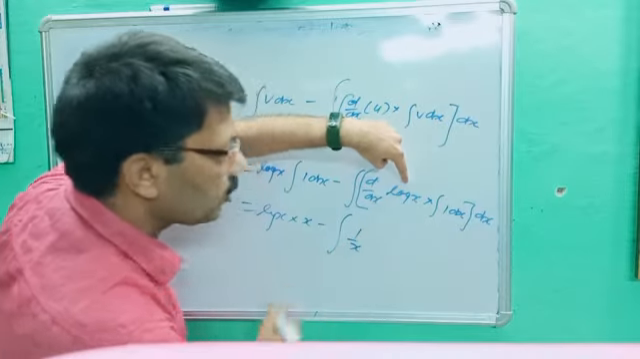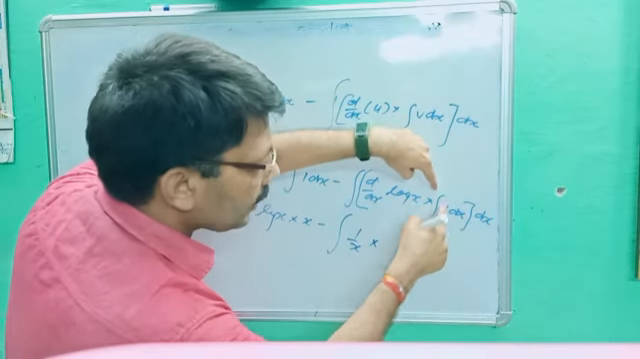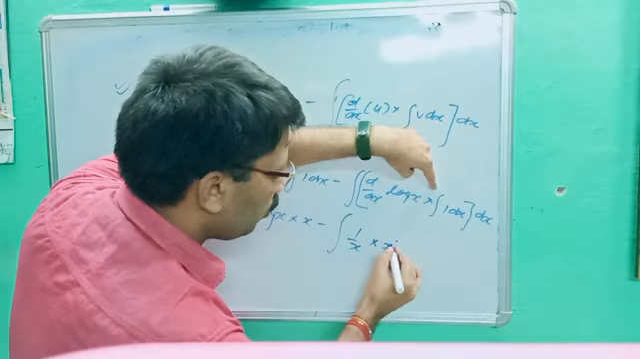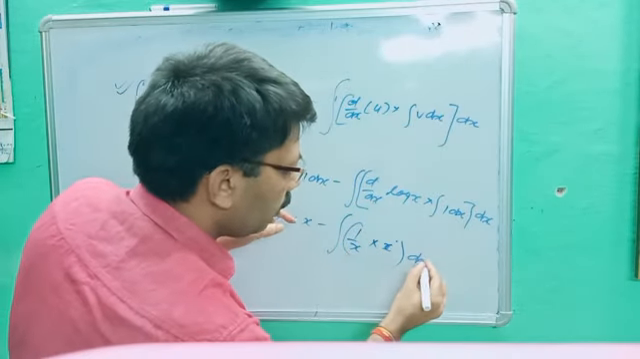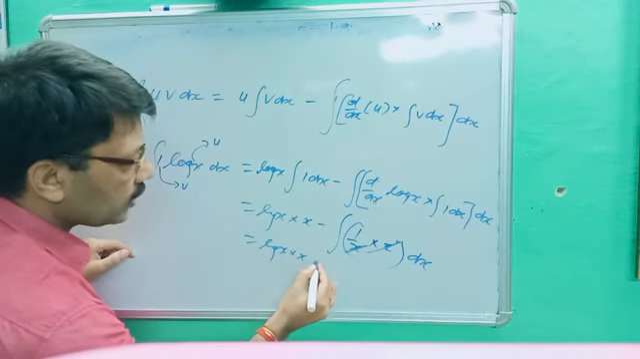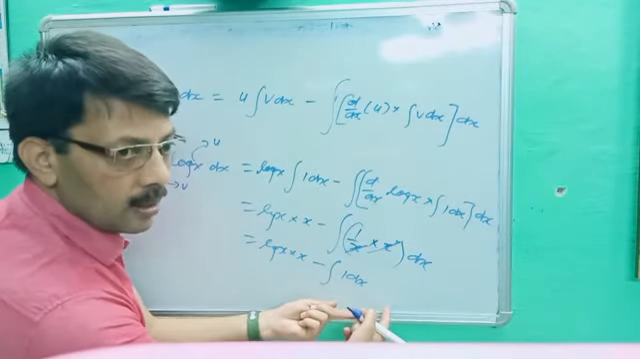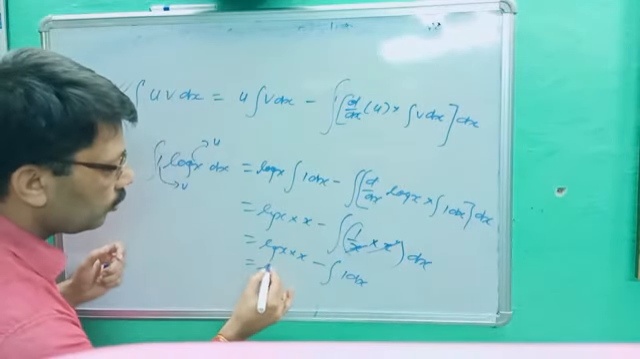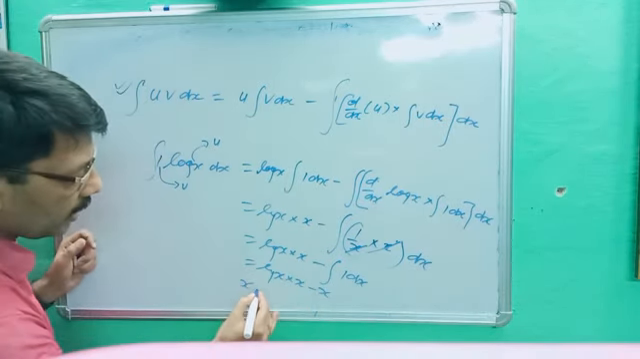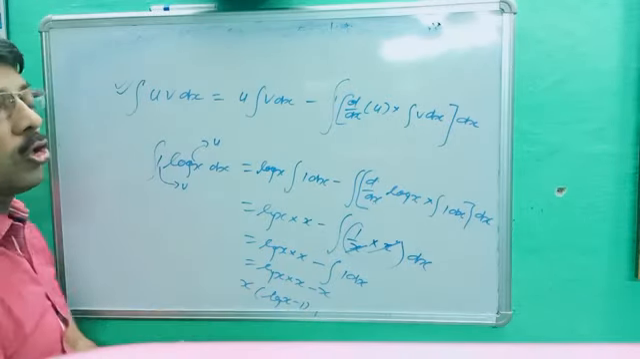Okay. So the differentiation of log x is equal to 1 by x, into the integration of 1 dx. The integration of dx is x, and whole dx. The x cancels out. What we get here is log x into x minus integration of 1 dx. 1 dx means dx, and the integration of dx is x. So we get log x into x minus x. x is common, so we get x into log x minus 1. This is the integration of log x.